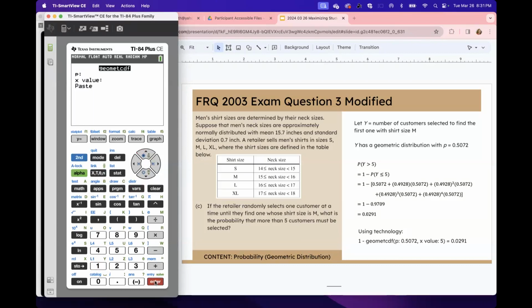And we don't have a number of trials yet. We need the probability of success, which is 0.5072. And we need the X value to be 5 because we want greater than 5, but we're doing the complement, 1 minus the probability of Y being less than or equal to 5. So much more quickly, we get 0.0291.